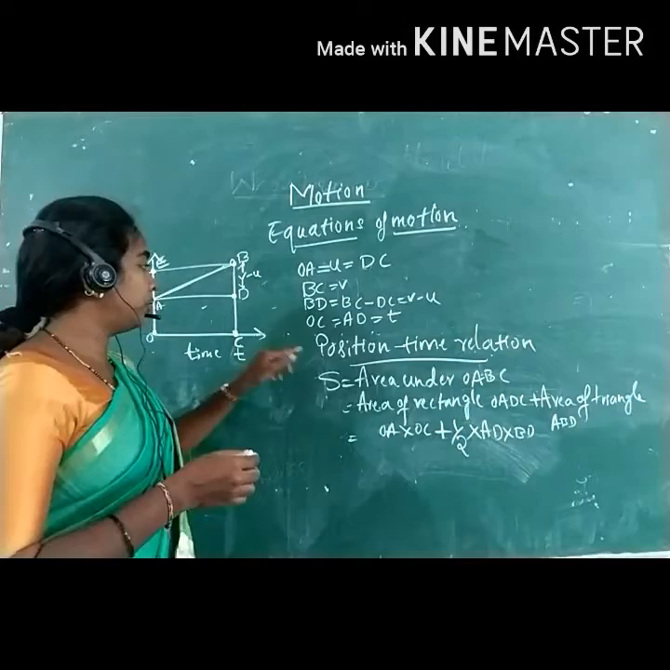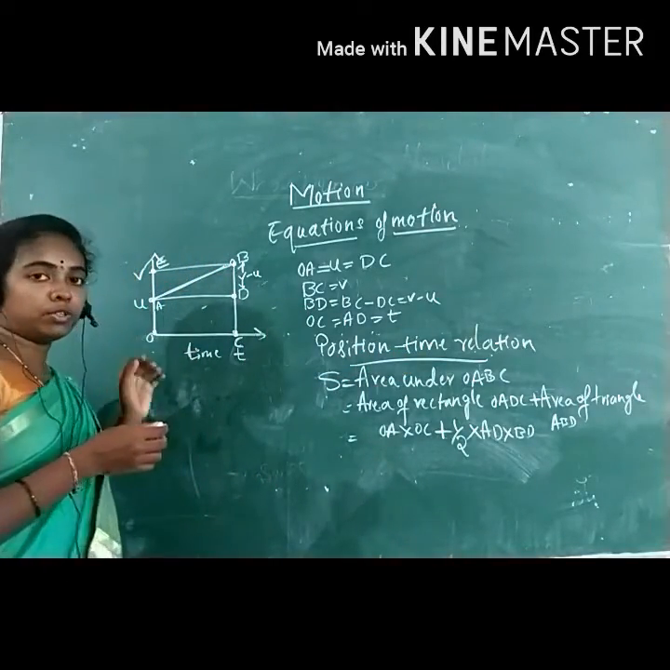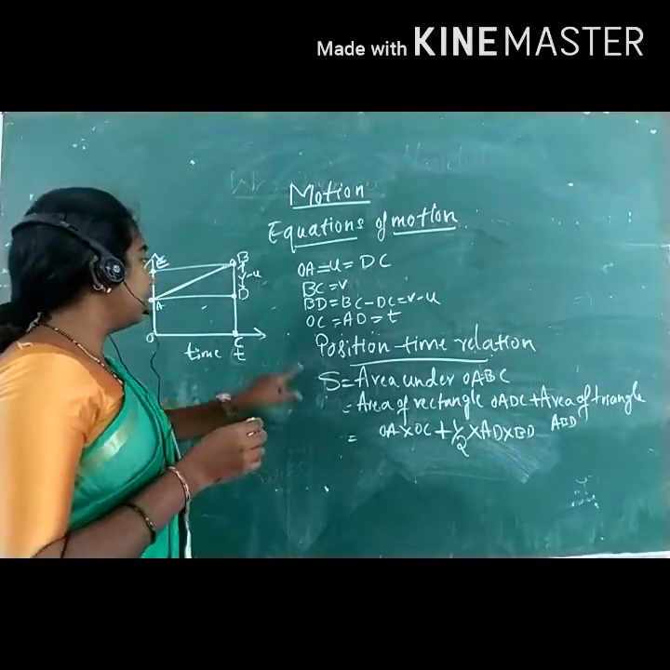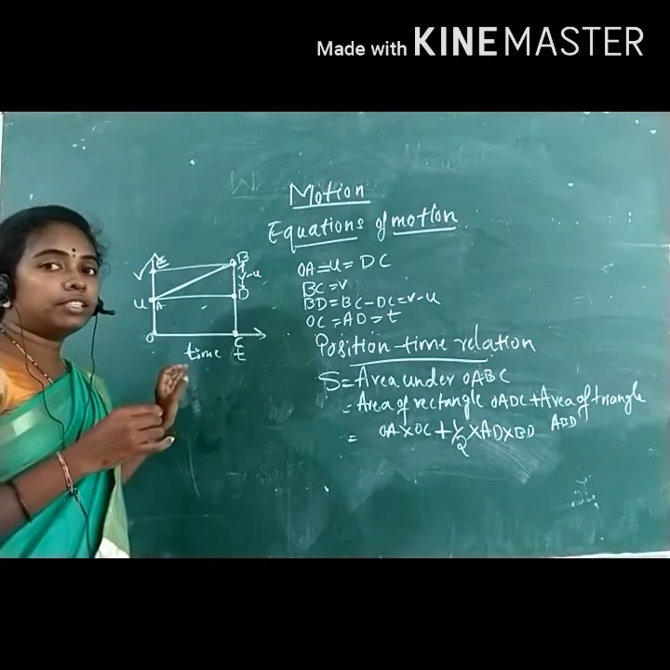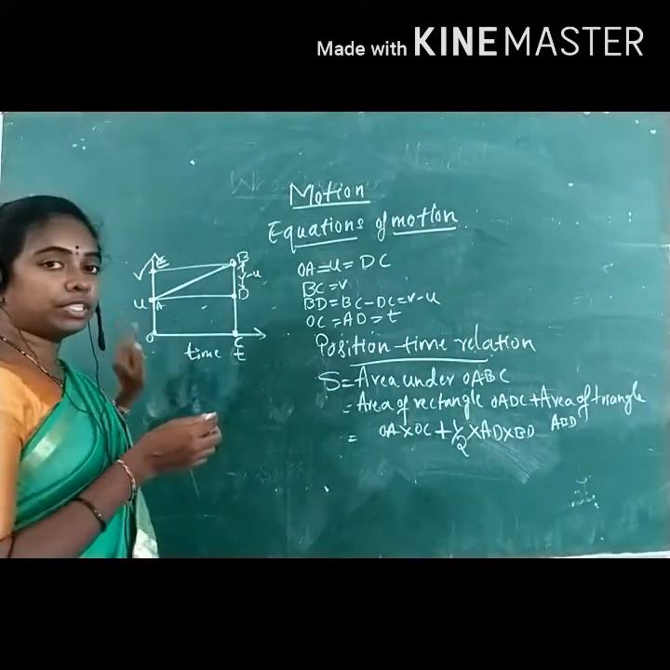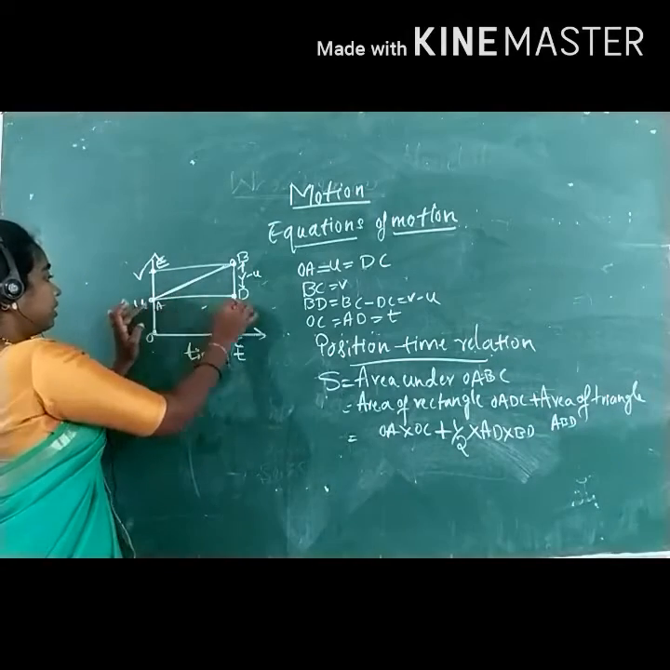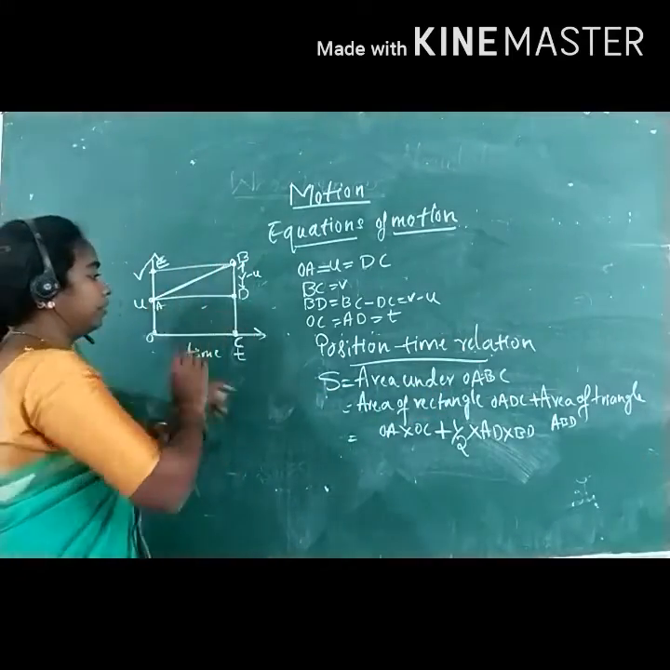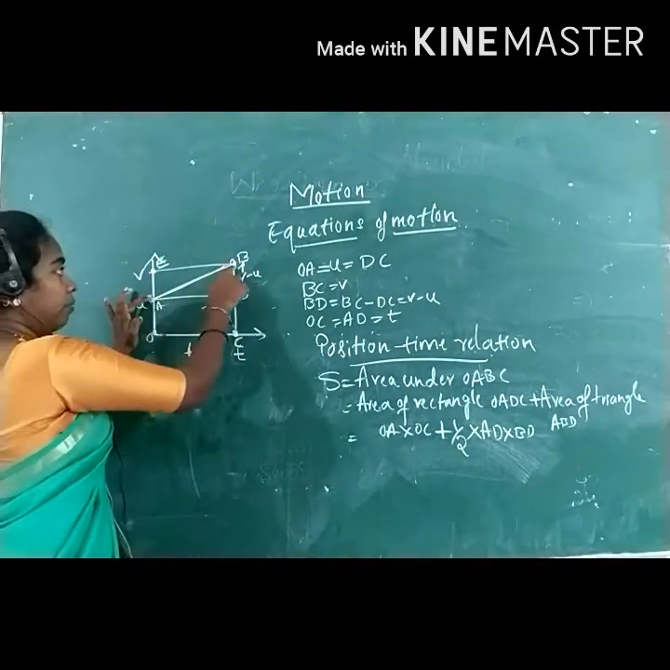Let us do the position-time relation, taking the same data and same diagram. Here also the body is moving with uniform acceleration along a straight line. Area under the velocity-time graph is given by the displacement. Here displacement means area under the VT graph, that is this rectangle and this triangle. So the area under the complete OABC is given by the area of rectangle OADC plus the area of triangle ABD.